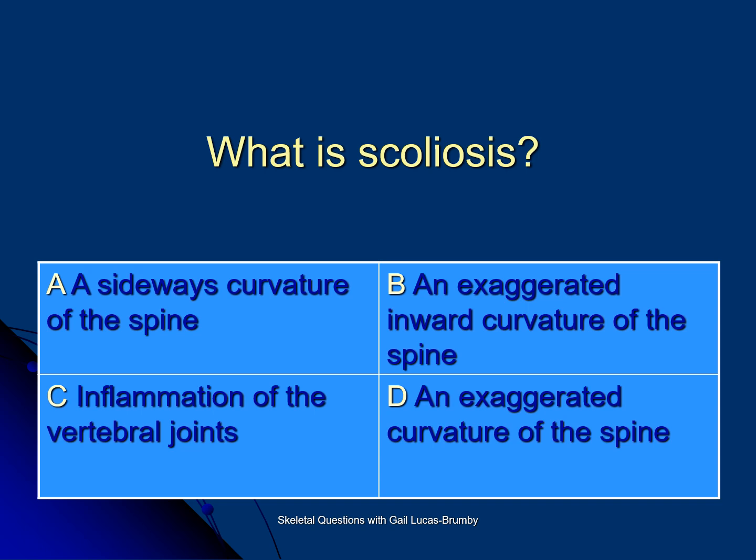What is scoliosis? Is it A, a sideways curvature of the spine, or B, an exaggerated inward curvature of the spine, or C, inflammation of the vertebral joints, or D, an exaggerated curvature of the spine? The answer is A, it's a sideways curvature of the spine.